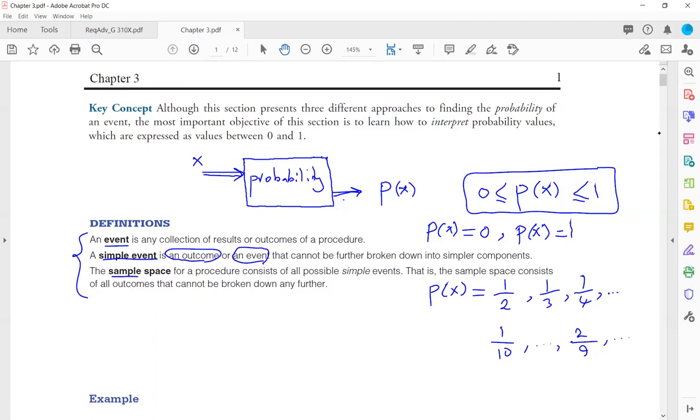The sample space for a procedure consists of all possible simple events. So when you list all simple events, then you define your sample space. That is, the sample space consists of all outcomes that cannot be broken down any further.